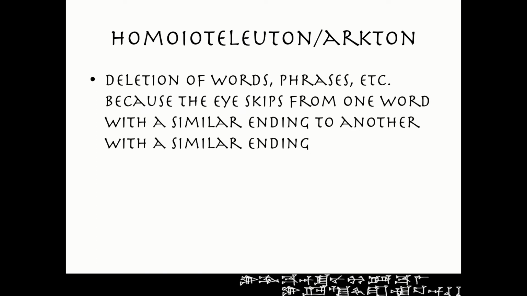All right, the last two we're going to look at, homoioteleuton and homoioarcton. These are the deletion of words, phrases, etc. because of similar beginnings or similar endings. So the eye skips from one word with a similar ending to another word with a similar ending.